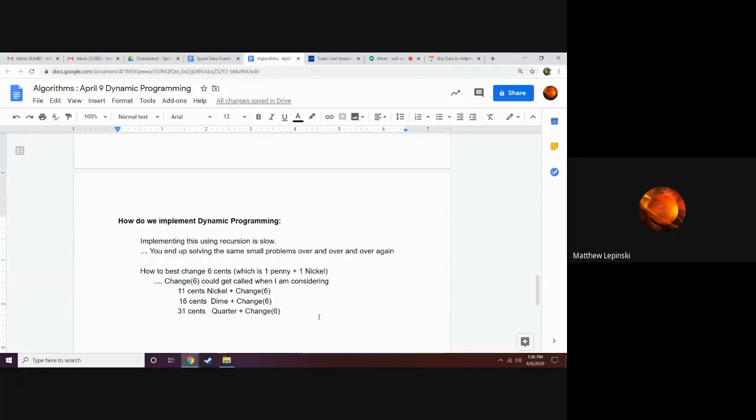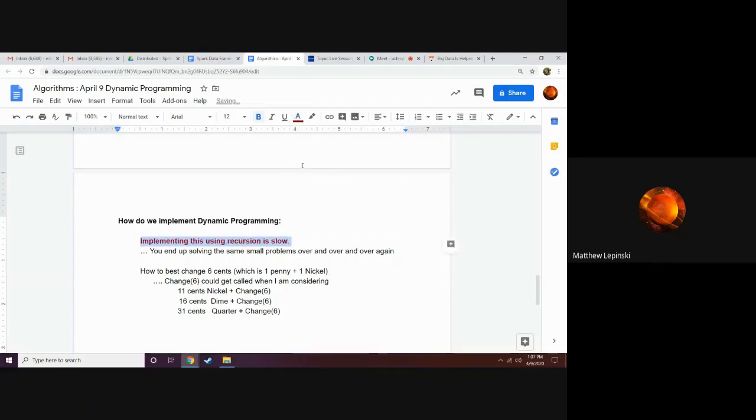And I realize that this is probably not super clear at the moment, and so I'm going to have you do a homework assignment that asks you to look at how the recursive solution actually works. But for now, maybe you can take my word for it that you're going to call your function on an input of 6 cents many, many times, because there are many possibilities that involve looking at changing 6. So the recursive solution is slow.